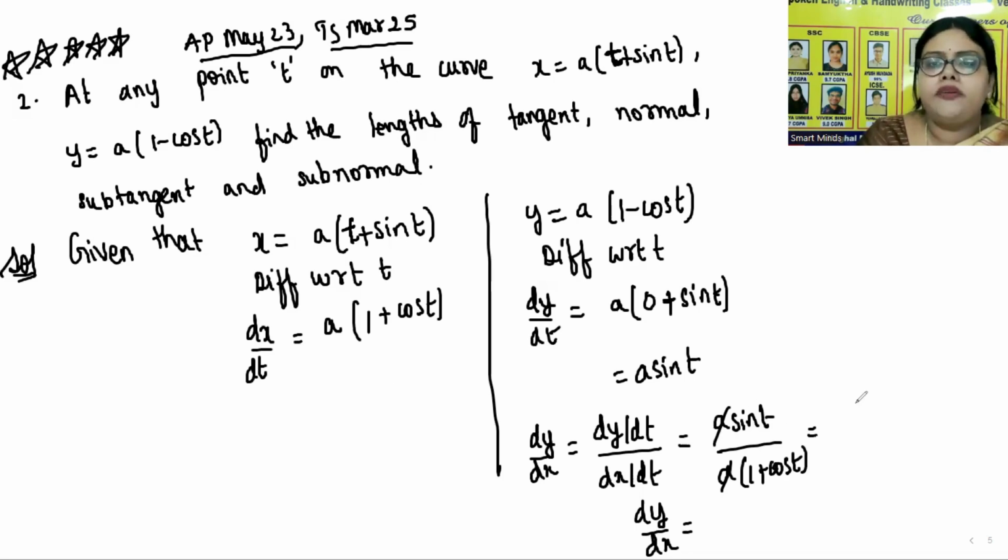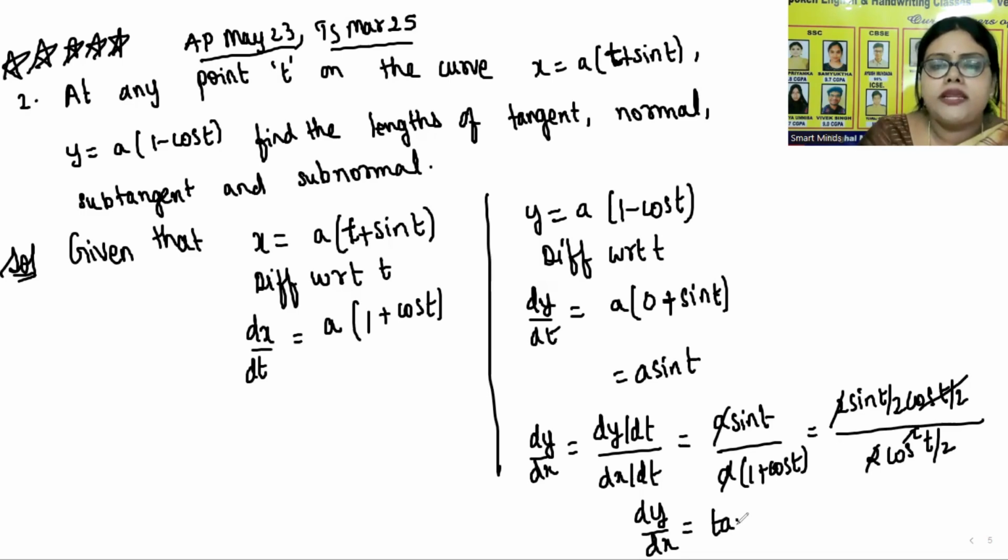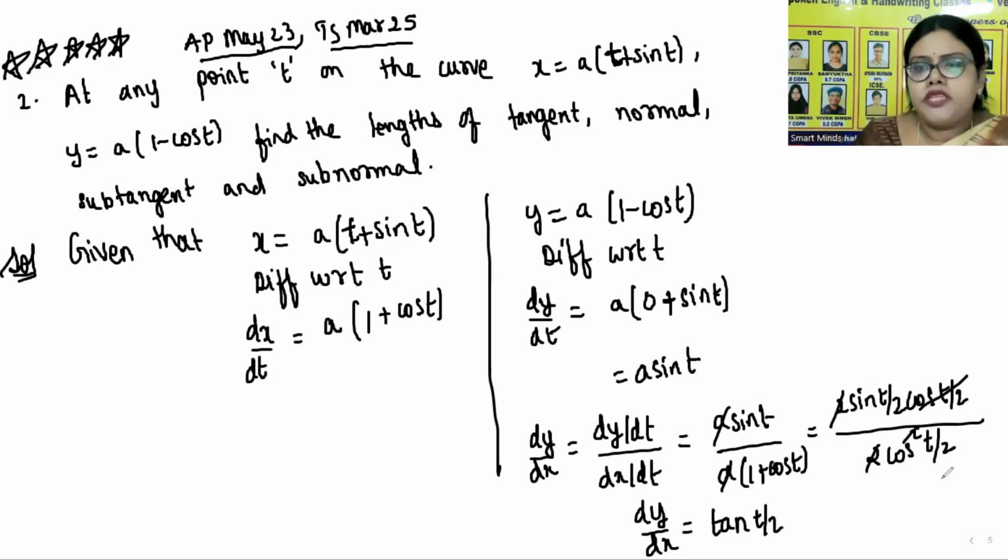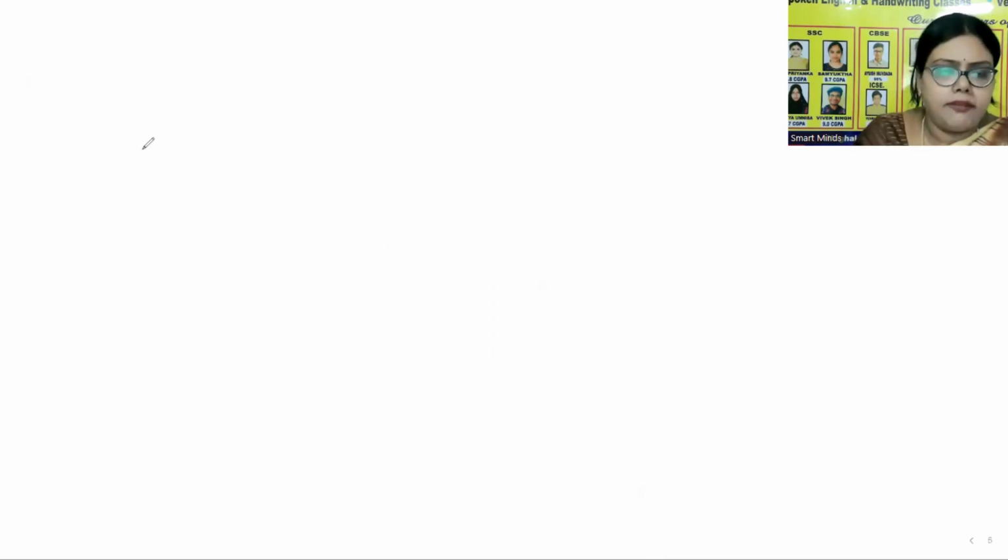Now sin t you can write it as 2 sin t by 2 cos t by 2 from trigonometry, multiples and submultiples. And 1 plus cos t is 2 cos square t by 2. So 2 cancel, 1 cos cancel. This is sin t by 2 by cos t by 2, that is tan t by 2. So you got dy by dx as tan t by 2. Now you see we got dy by dx as tan t by 2.